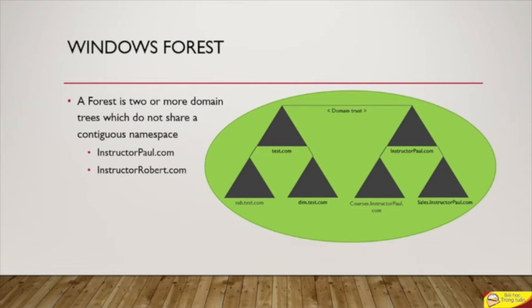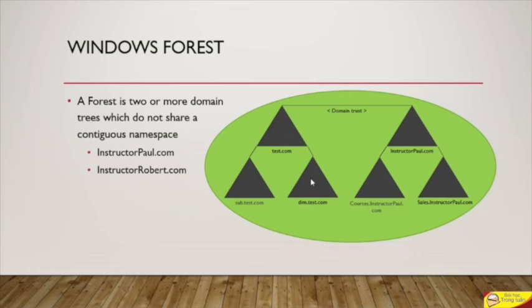So here we can see that we have test.com over here on the right side, and then we have sub.test.com and dim.test.com. And I'm not sure why I said dim there. I don't know what that's supposed to be. That's a really bad, poor name. I must have been tired or something when I did that.